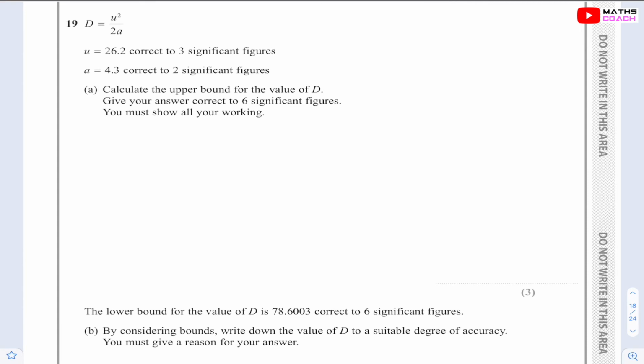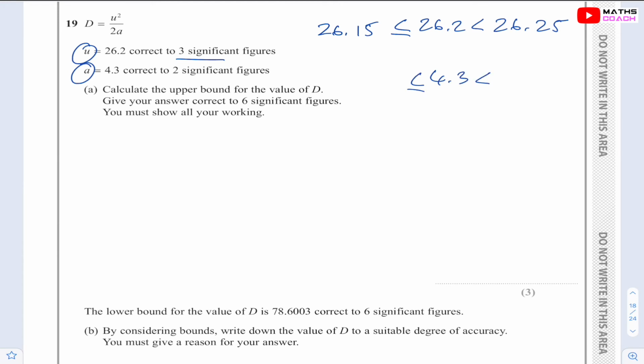So what we can do is find the upper and lower bounds of both of these values. So for U, we have 26.2 is less than and greater than or equal to. Now it's rounded to 3 significant figures, so the upper bound would be 26.25 and the lower bound would be 26.15. If you need more help on this, I do have a video on my channel, so do go and search upper and lower bounds. As for 4.3, we have the upper bound as 4.35 and the lower bound as 4.25.